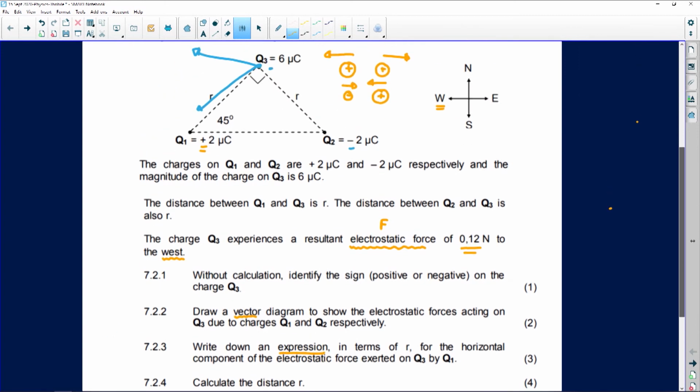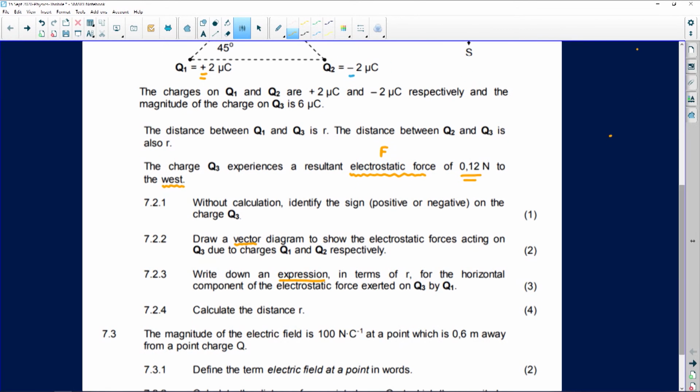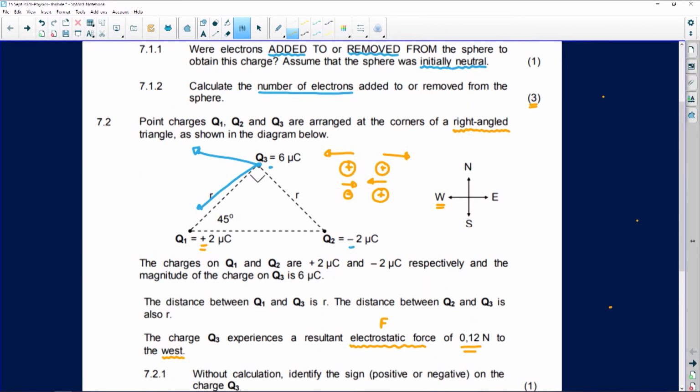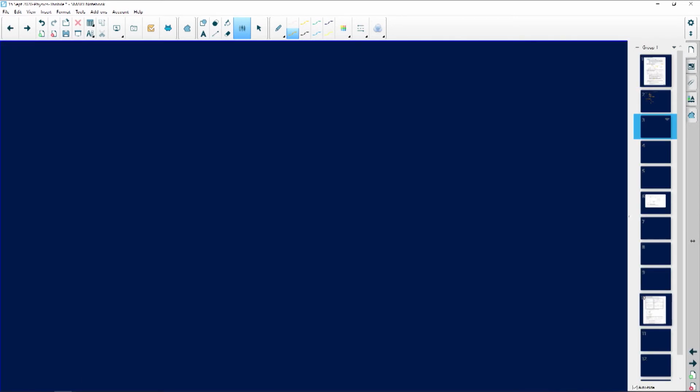So let's write down my expression first. In terms of the horizontal components of the electrostatic force, I know my formula for my electrostatic force, and this is Q3 by Q1. So it means I am only dealing with these two here. I'm dealing with Q1 and Q3. At the back of my mind, I know that the distance here will be exactly the same as the distance there. So let's write down our expression.